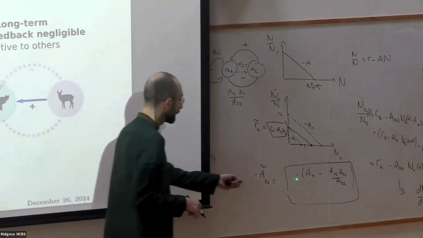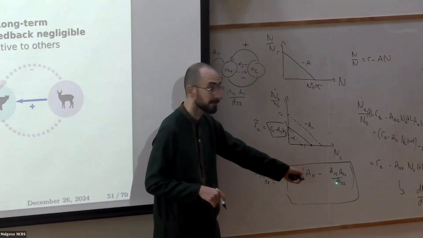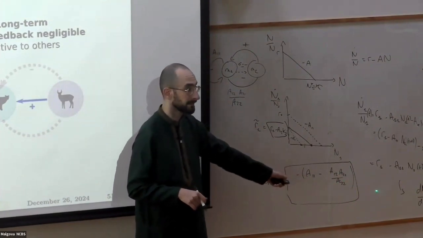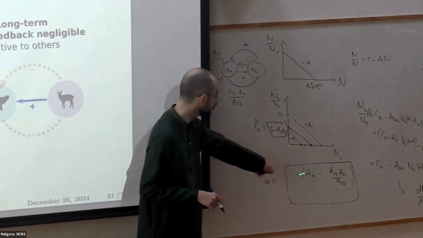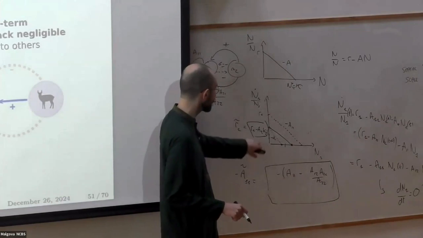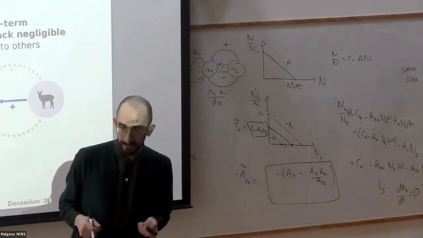Right? If the direct self-regulation A11 is very large compared to this other thing, then we can completely forget the contribution of the other species to the feedback. And that means that for whichever species this is approximately just A11, then that species is just acting as an environment. That's the condition under which you could say, yeah.